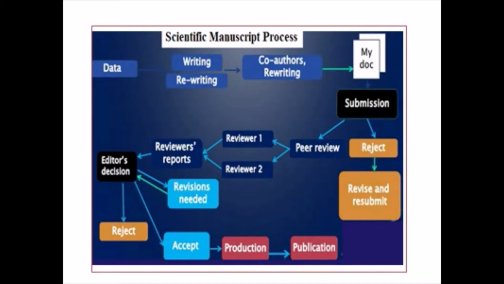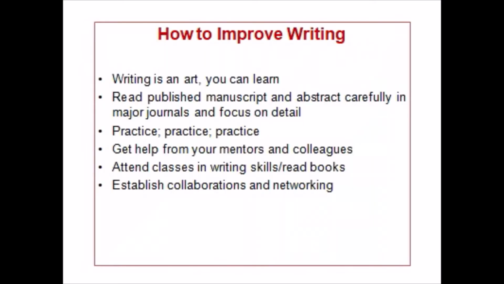It goes to peer review, like reviewer 1, reviewer 2 and so on. The reviewer reports go to the editor's decision. The editor decides whether the paper is to be revised, accepted or rejected. If the paper is accepted, it goes to production and finally the publication will be done. If the paper is rejected, it should be revised and resubmitted so that the final publication of the manuscript will be displayed. How to improve the writing of a research paper?